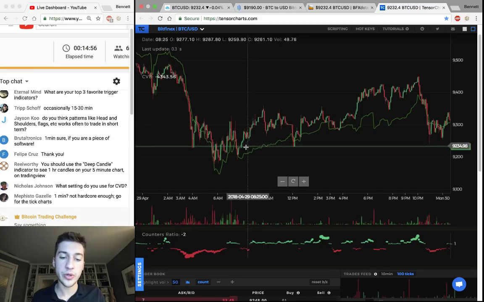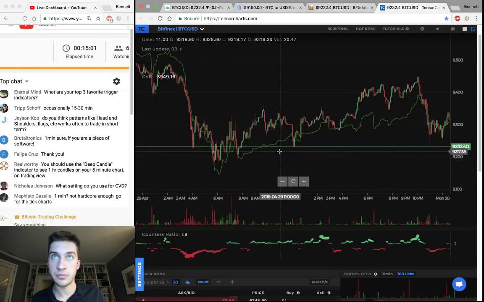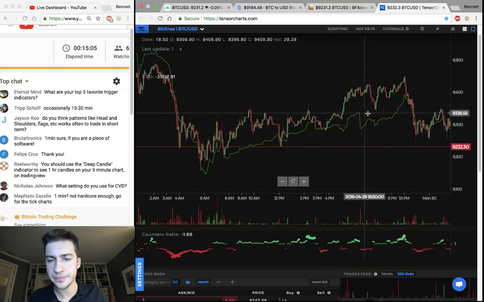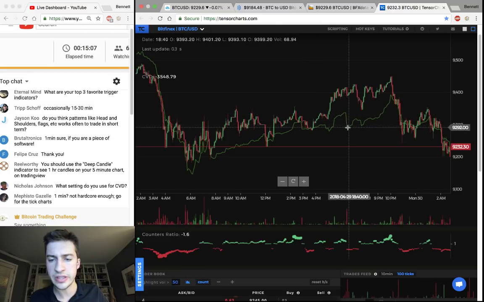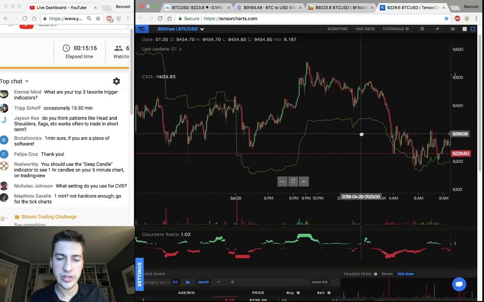We don't really want to see CVD falling as price is rising, indicating a lot of market selling, but price goes up. But we just don't want to see spikes. So stuff like this is going to indicate to hold the trade because many markets sold and the price didn't really go down. And then you probably want to sell when you get those spikes there.